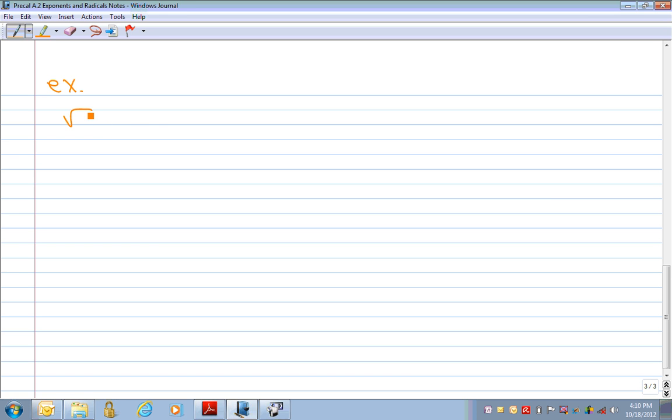We have, let's say, the square root of 8 times the square root of 2. You could simplify the square root of 8 before you multiply, or you could multiply and then simplify. Most of the time I'm going to multiply first, unless the numbers are really large. So 8 times 2 is 16. I'd have the square root of 16, and we know the square root of 16 is 4, so that would be our answer.